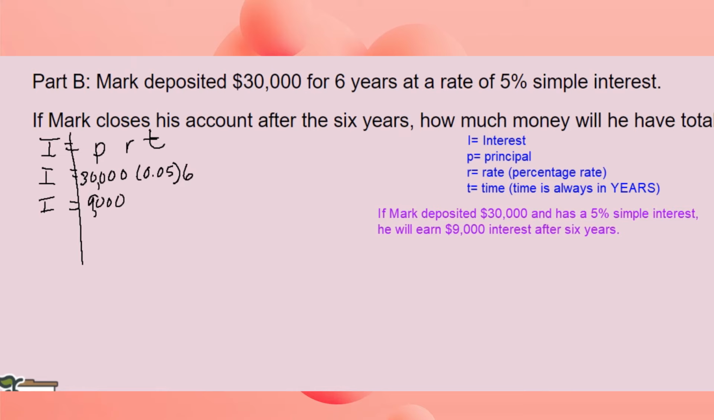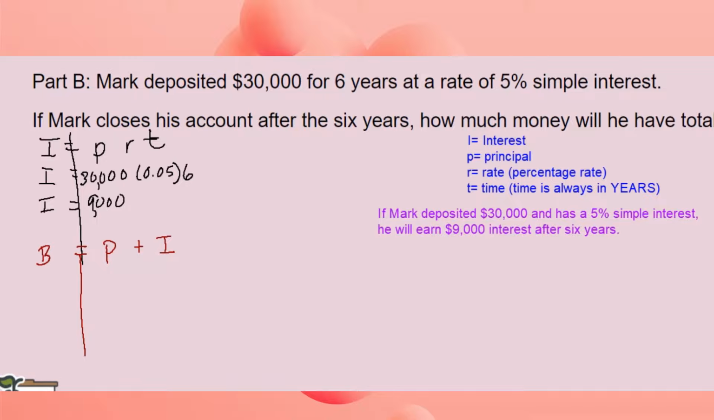Part B. Mark deposited $30,000 for 6 years at a rate of 5% simple interest. If Mark closes his account after the 6 years, how much money will he have total? So we will have the same work. There are 2 parts. We found out that the interest earned at the end of the 6 years was $9,000.